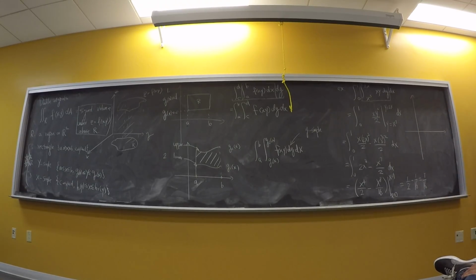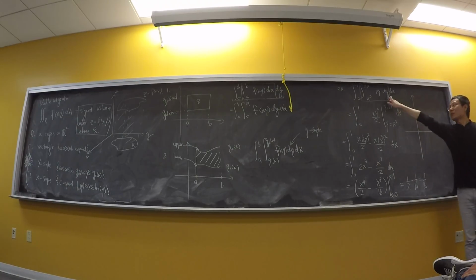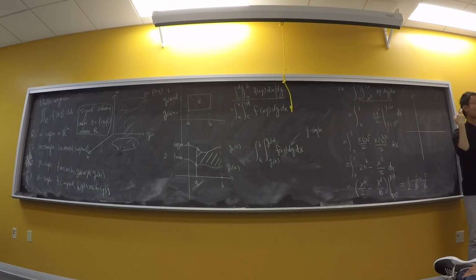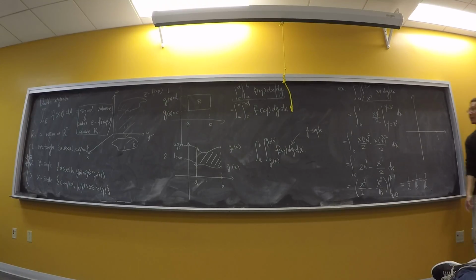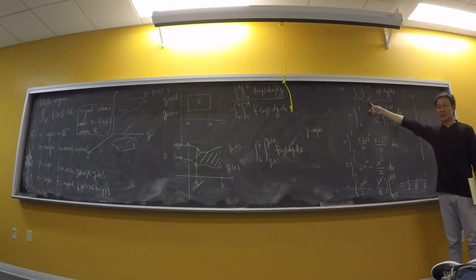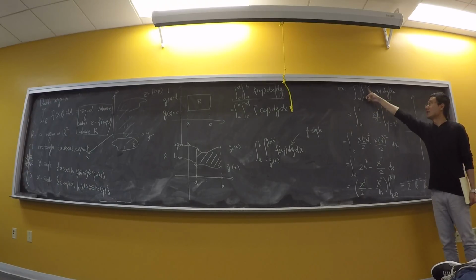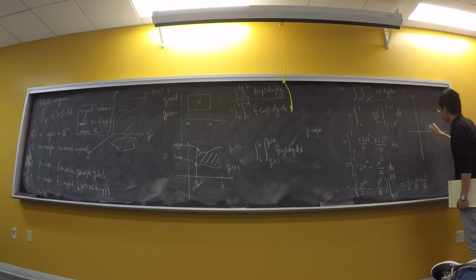Okay? So again, as long as dy goes inside, I immediately know this is a y simple region. So I need two numbers for x, from 0 to 1. All right? So I need two numbers for x and two functions for y. The lower function is y equals x cubed. The upper function is y equals 2x. So I have a 2x right here. So this is going to be my upper function. And the lower function is x cubed.